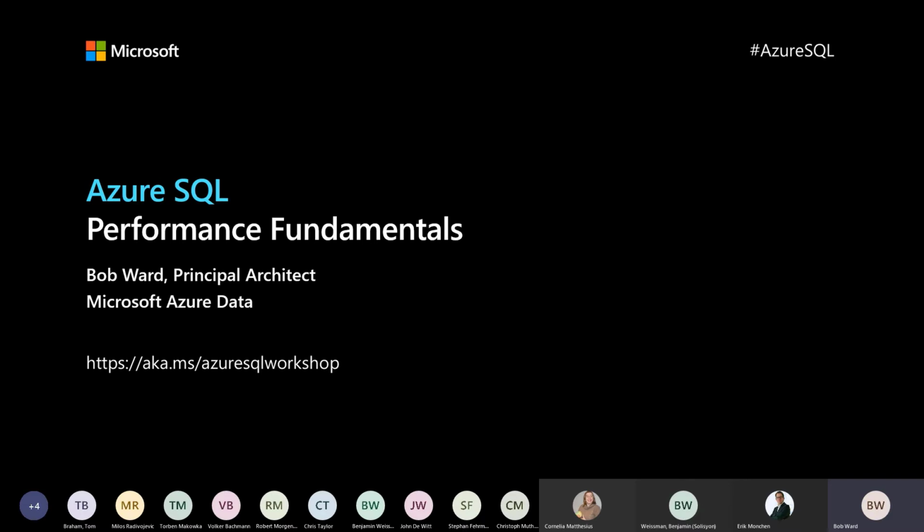At the very end, I've got a resources slide where I'm going to show you another resource you can go to, where you can go through many of the things I'm talking about here for performance at a Microsoft Learn site, where you get a free Azure Sandbox to try it out. So without further ado, let's get going.